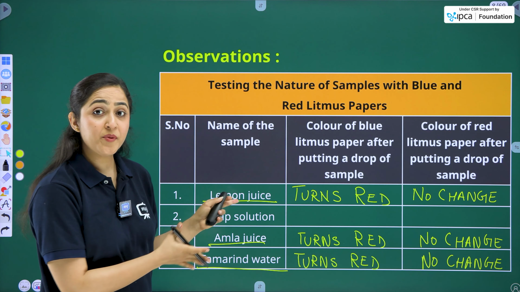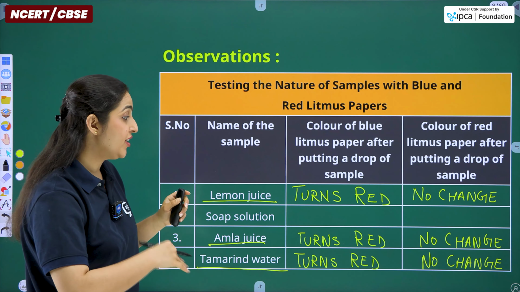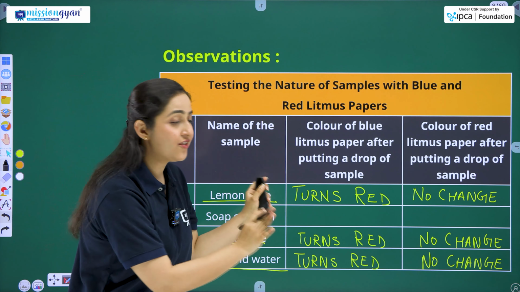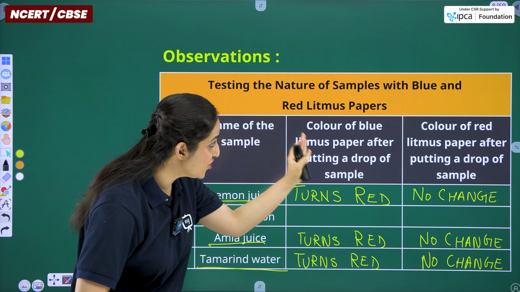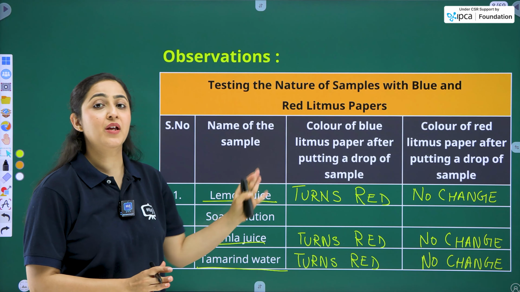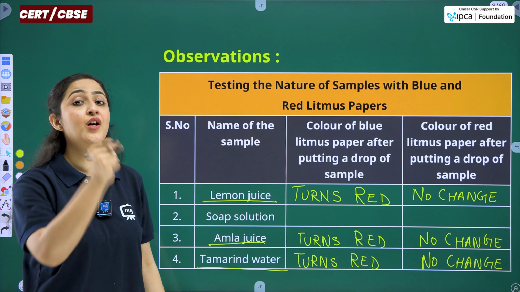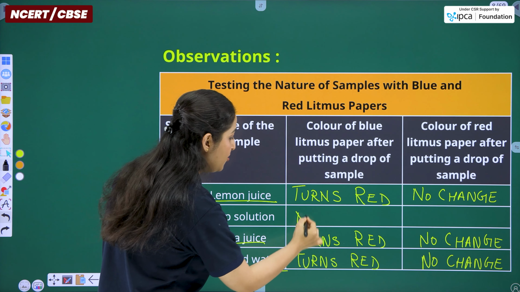Now, what about soap solution, students? Soap solution gave the opposite observation. What was that? The opposite result was that the soap solution did not show any color change on blue litmus paper, but red litmus paper turned blue. Okay, so there was no change over here.